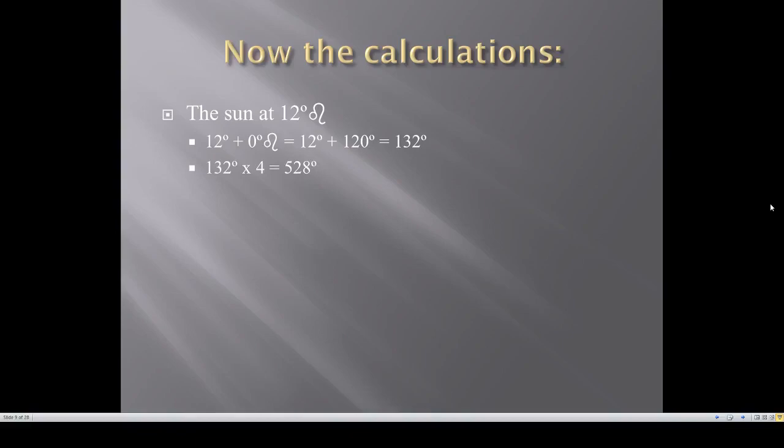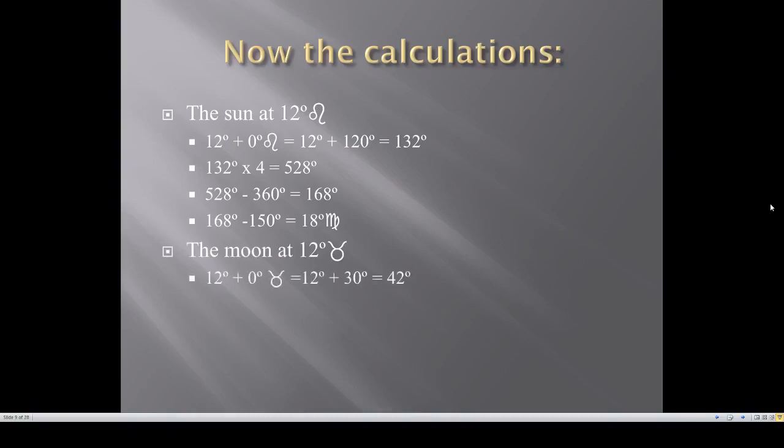Now we'll multiply by 4, and that gives us 528 degrees. We subtract the extra 360 degrees off, that gives us 168 degrees. Then we translate that 168 degrees to 18 degrees Virgo. Next, for the moon at 12 Taurus.